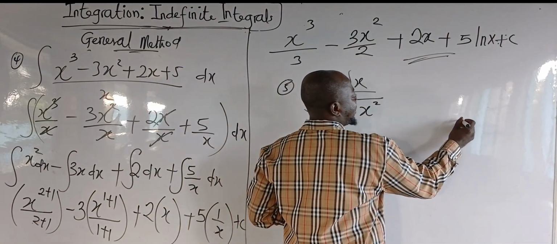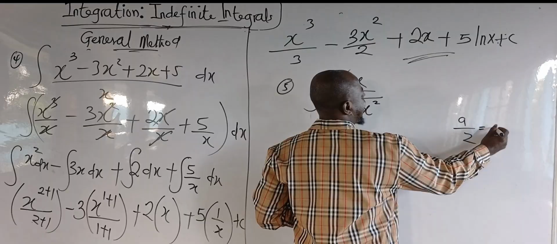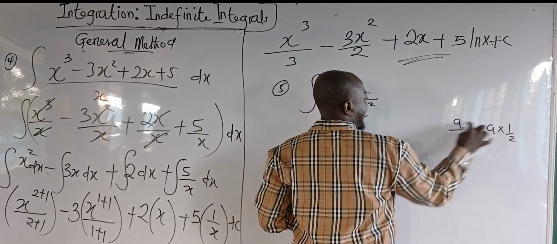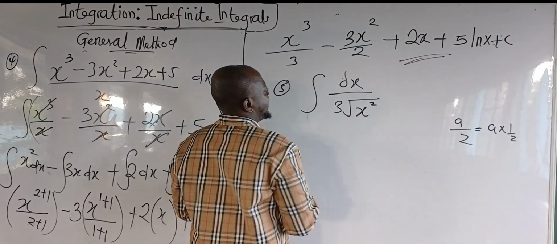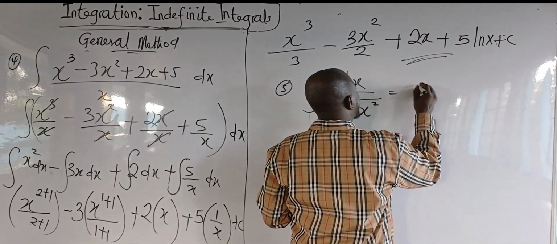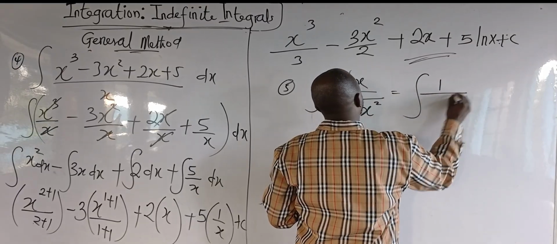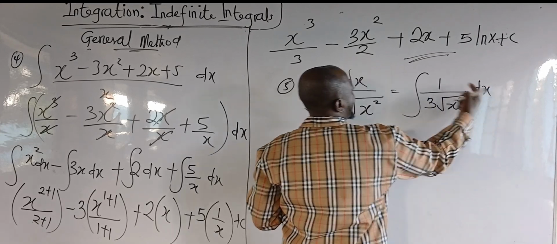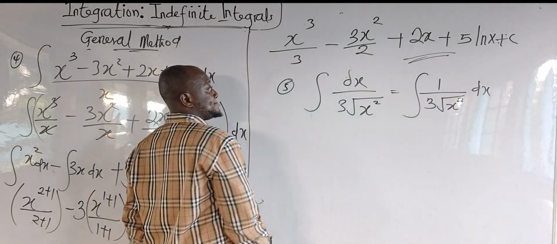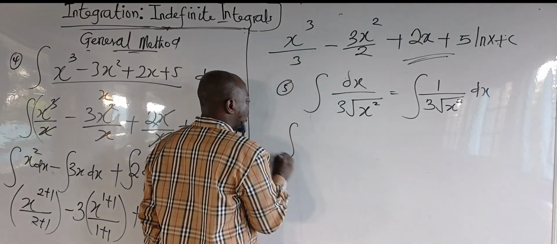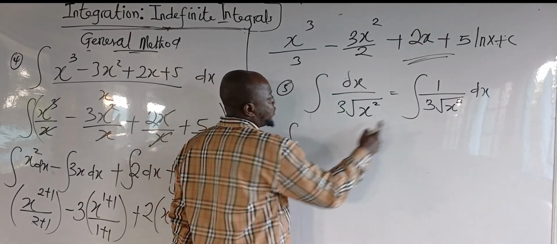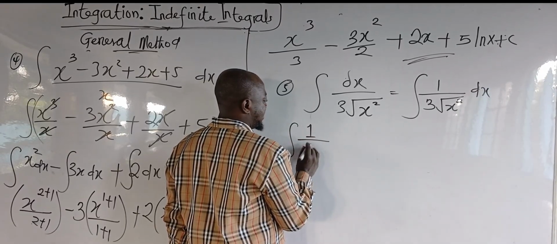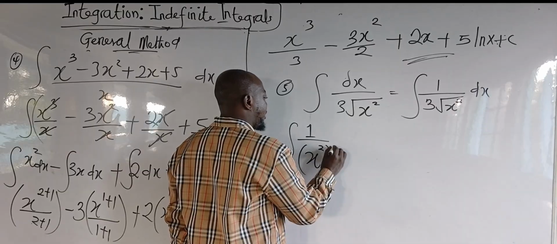Hope you know that if I have a over 2, I can also write it as a times 1 over 2. They are the same thing. Yes, so 1 times a gives you a back over 2. So here, this is the first thing I'm going to do here. I'm going to have that here becomes 1 all over 3 root x squared. Then I'll have the dx here. So 1 times dx will give us dx back. So from here now, when you remove this root first, you're going to have that 1 all over x squared all raised to the power of 1 over 3.